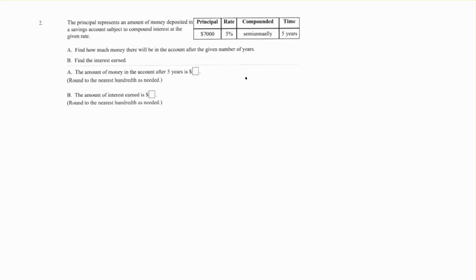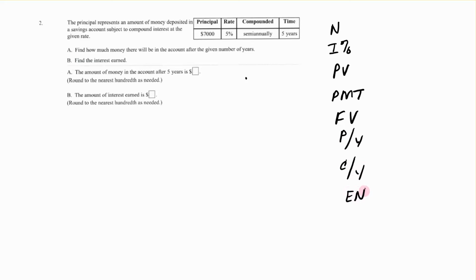All right. I'm going to write down N, I%, PV, PMT, FV for future value, periods per year, compounds per year, and then it will say end. All right, let's look. In this scenario, it is compounded semi-annually. That means little n is 2. Okay, this will be a 2 and this will be a 2.